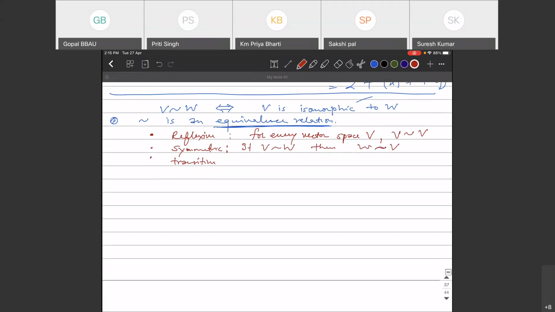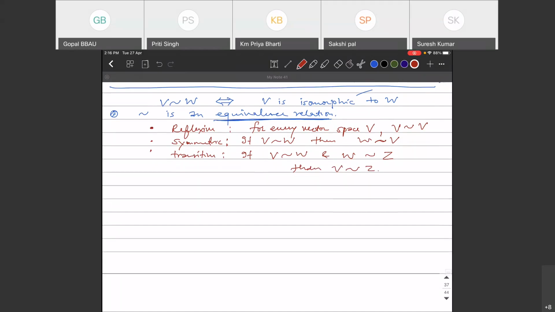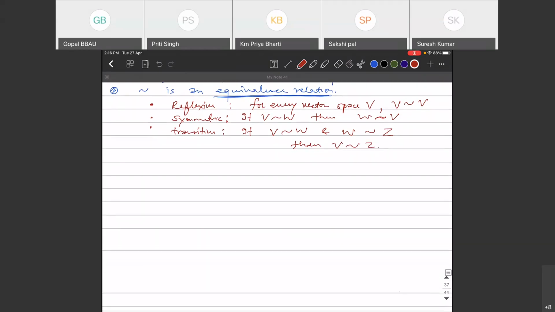And the third one, transitive: if V is isomorphic to W, and W is isomorphic to Z, a vector space, then V is isomorphic to Z. Okay, so how do you see each of these?